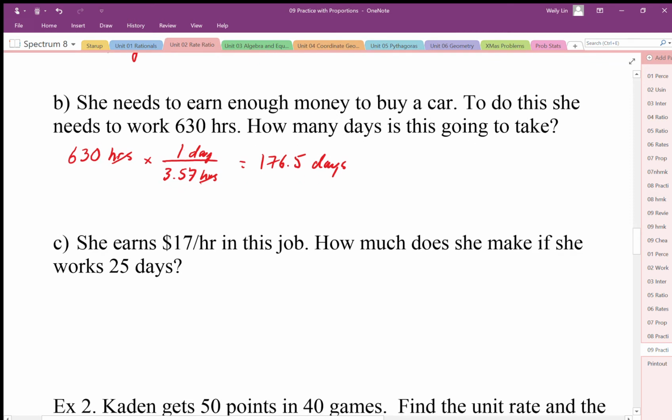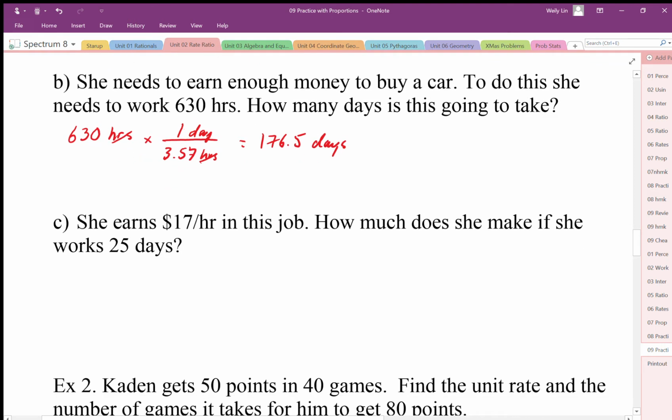Okay, so she earns $17 an hour in her job. How much does she make if she works 25 days? Whoa. Okay, well, let's see if we can do this with our times divide strategy. So I have 25 days, and I want to get rid of the days. The conversion factor I'm going to use is this one right here. I'm going to convert that to hours.